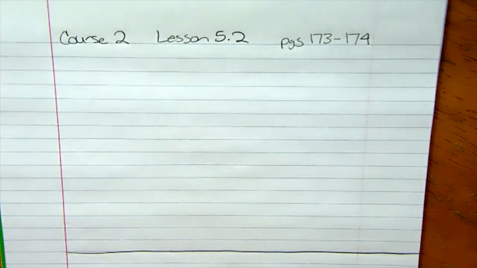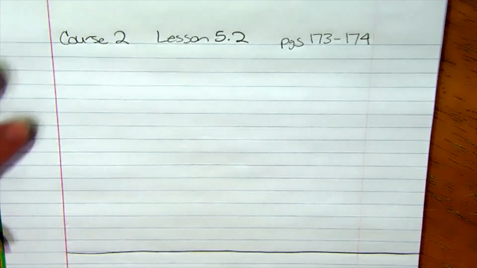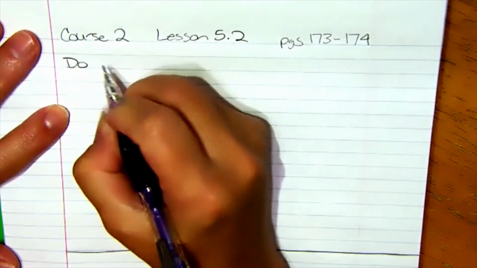Proportional relationships is also equivalent fractions. So if something is proportional, it's also an equivalent fraction. And there's three ways to determine proportionality. Are they proportional or not? So let's go over that.